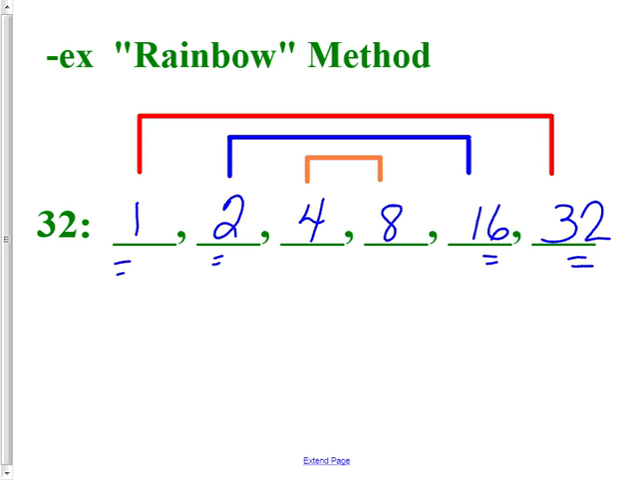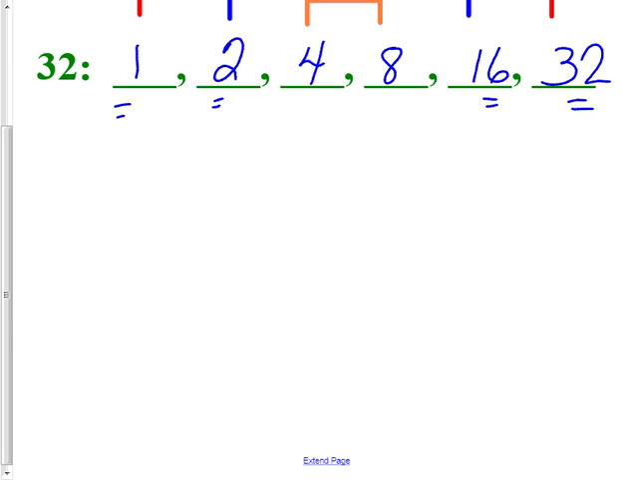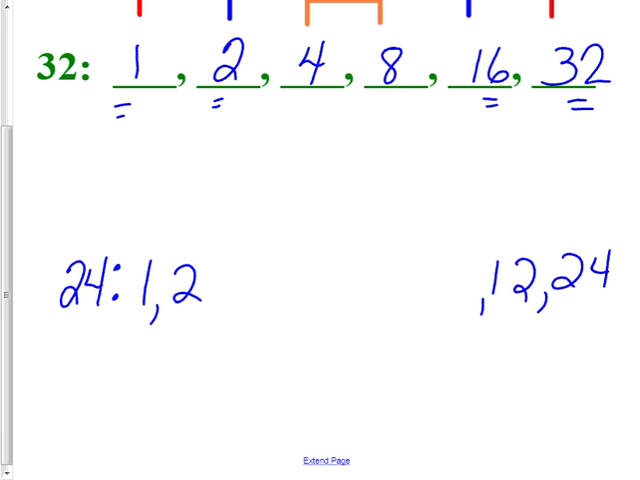The reason you call this the rainbow method is because if I used this method, I would be able to connect the factor pairs, and they're going to make a rainbow. So 1 and 32, 2 and 16, 4 and 8. And I could show this with one of the others that we just did. For example, we did factors of 24. Factors of 24 are 1 and 24, 2 and 12, 3 and 8, 4 and 6.